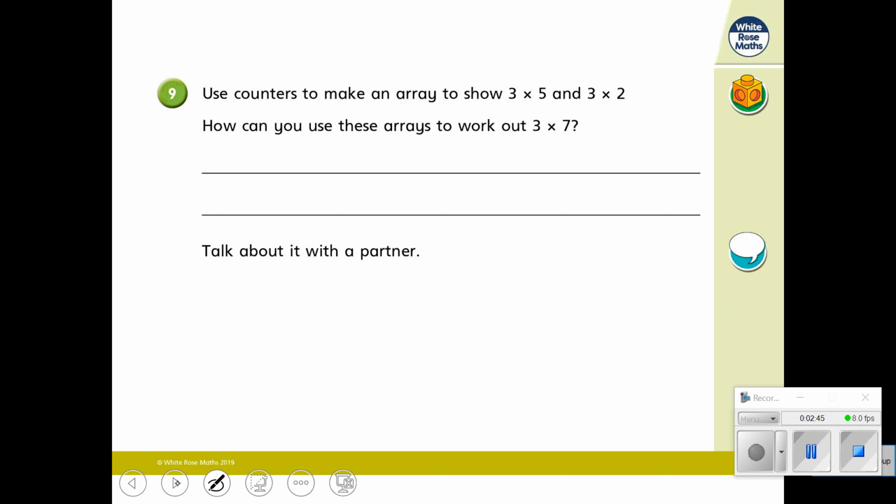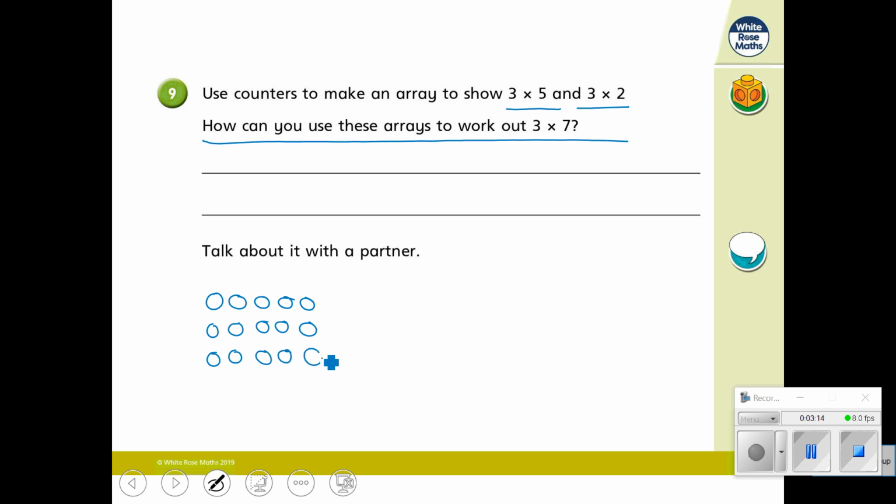Right, use counters to make an array to show 3 times 5 and 3 times 7. That's job 1. Then, how can you use the arrays to work out 3 times 7? Okay, let's start with job 1. Let's draw 3 times 5. So 1, 2, 3, 4, 5. 1, 2, 3, 4, 5. 1, 2, 3, 4, 5. I have 3 rows of 5. And my total there is 15.